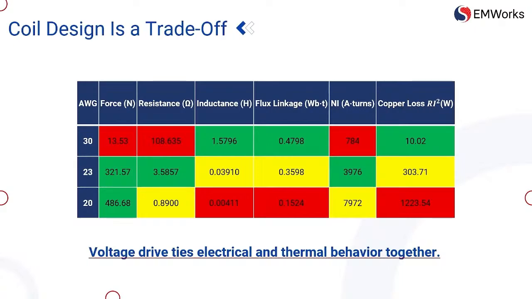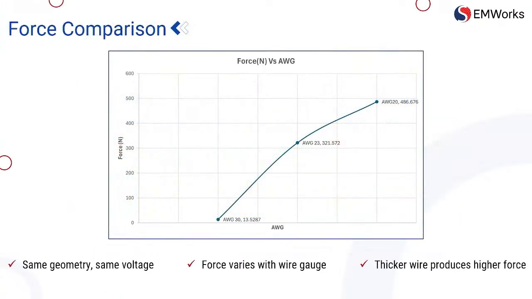just a magnetic one. When comparing plunge force across the three coil designs, the geometry and voltage are identical, and only the wire gauge changes. As expected, thicker wire produces higher force. AWG delivers the highest force, followed by AWG23 and then AWG30. At first glance, this might suggest that thicker wire is always a better choice.